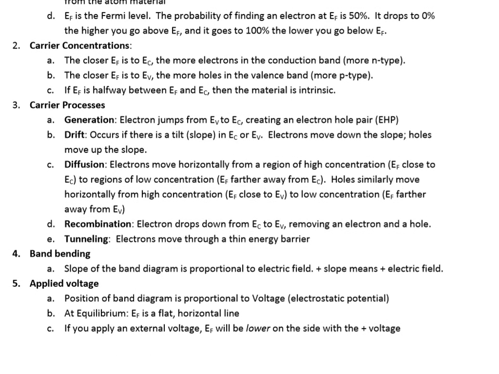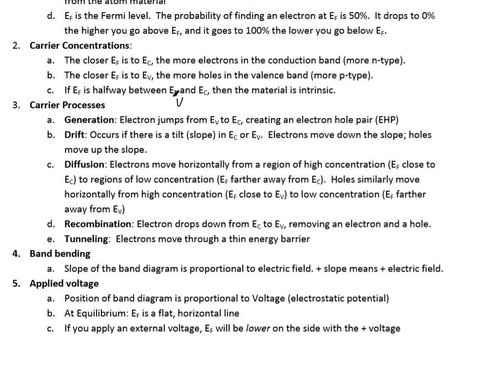All right, second part, carrier concentrations. We learned that the closer the Fermi level is to EC, the more electrons in the conduction band we have, so the more n-type the material. The closer EF is to EV, the more holes we have in the valence band, the more p-type it becomes. And if EF, the Fermi level, is halfway between EV and EC, this should say EV here, then the material is considered to be intrinsic.